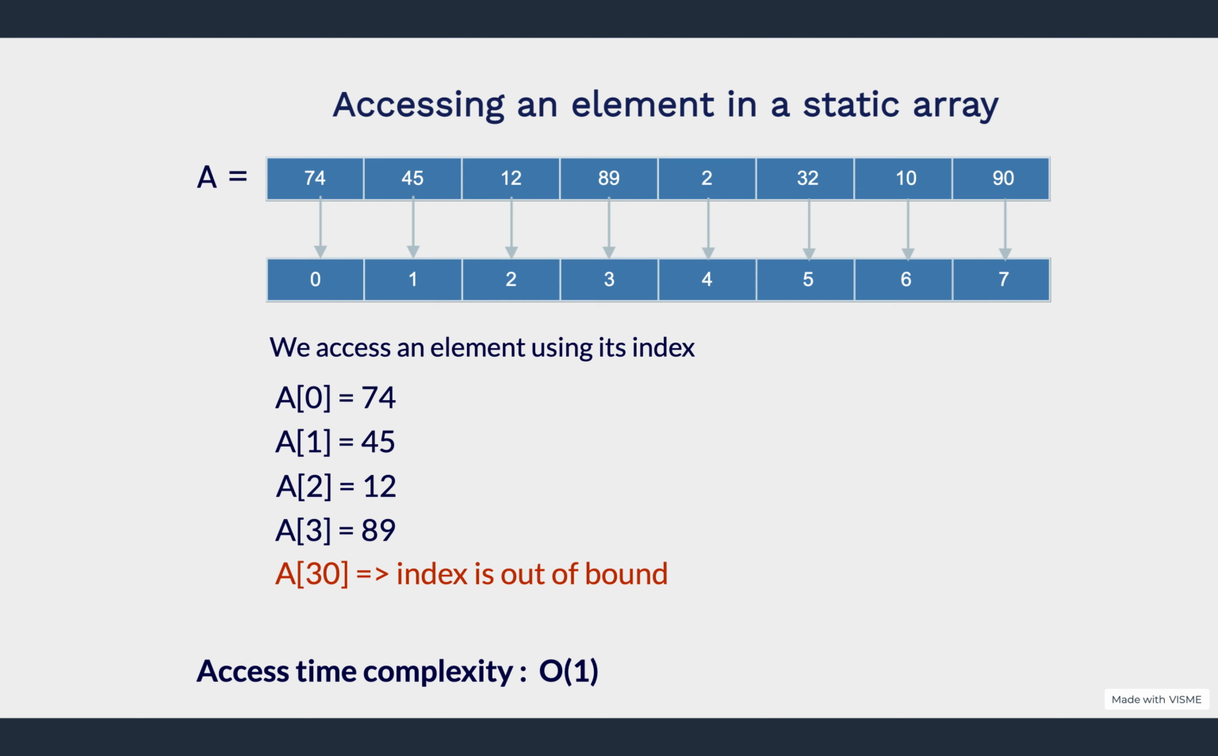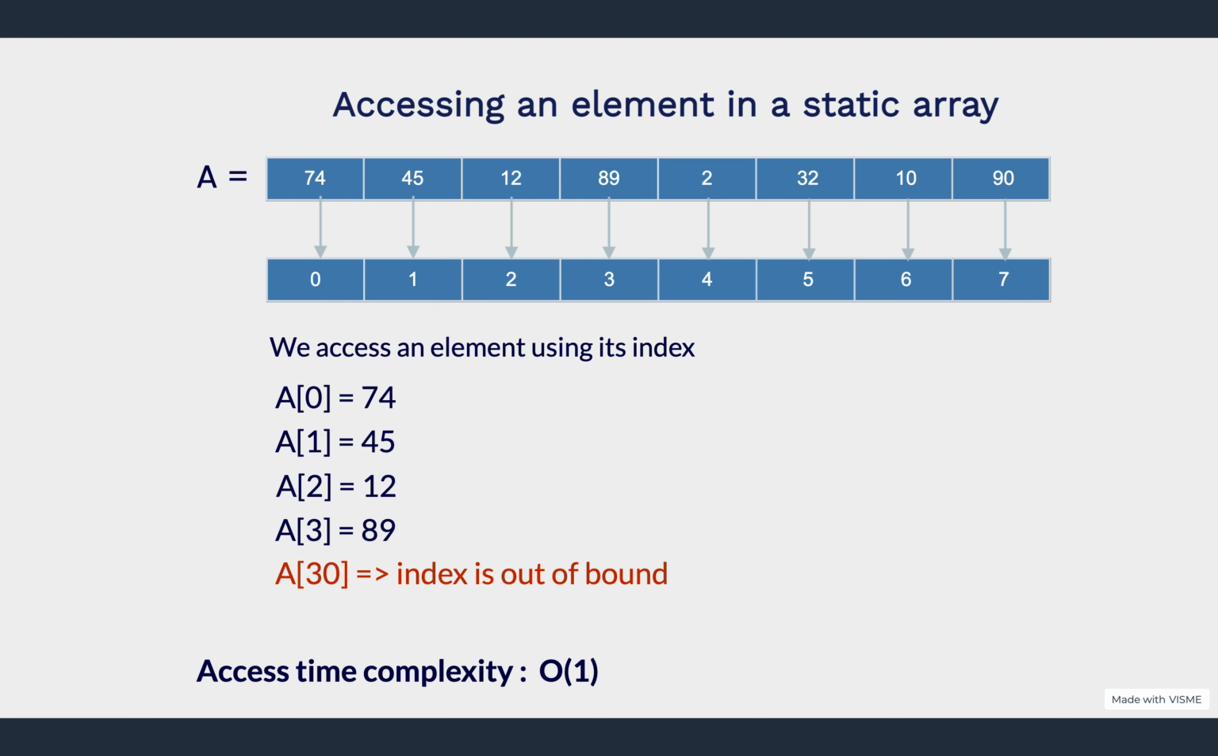Accessing an element in a static array. So we access an element using its index. So we've discussed this earlier, right? So to access 74, you have to use index 0. To access 45, you have to use index 1. So once you know the index of that element, you can always access the element.